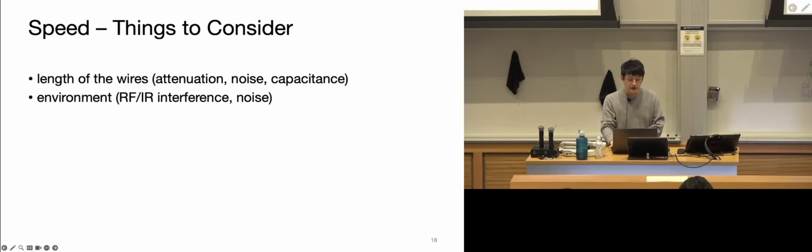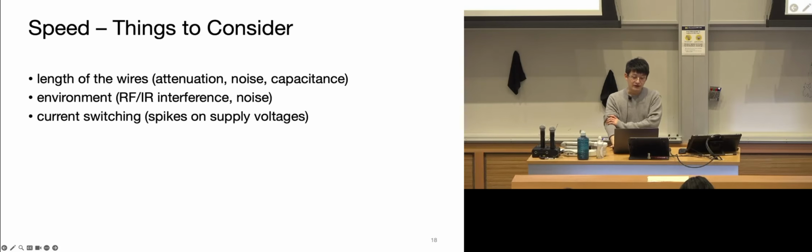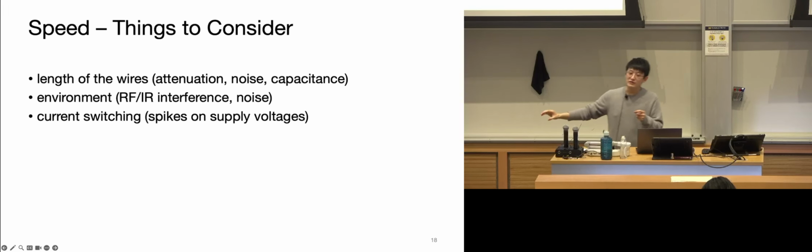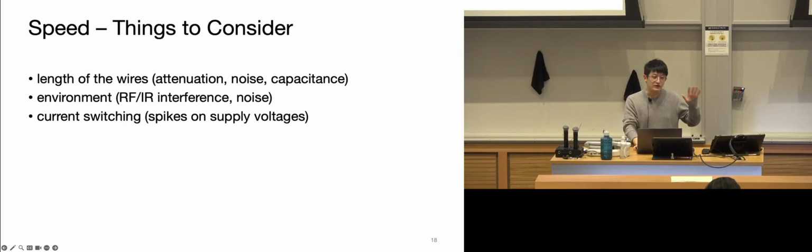And the environment, noise and stuff. The current switching: if we switch super fast, then it could have spikes on the signal that could also corrupt the data you're trying to transmit or damage the receiving side. So just things to consider when you're trying to set your speed.